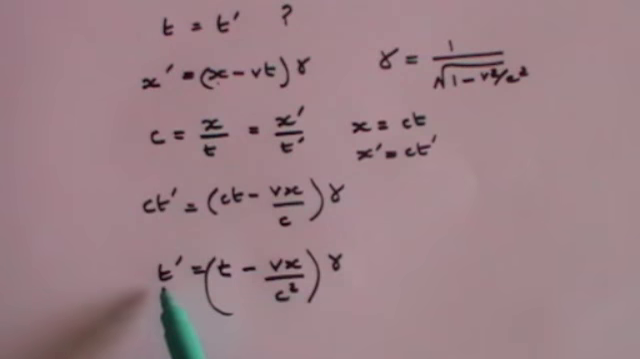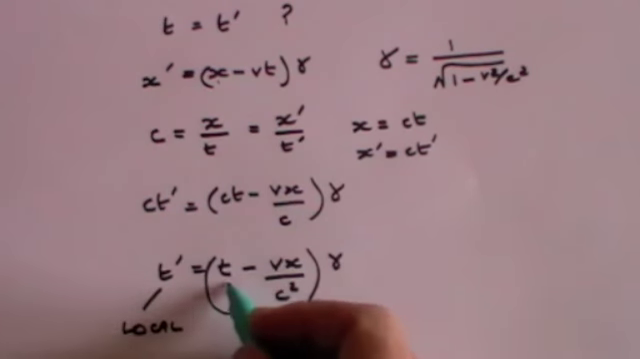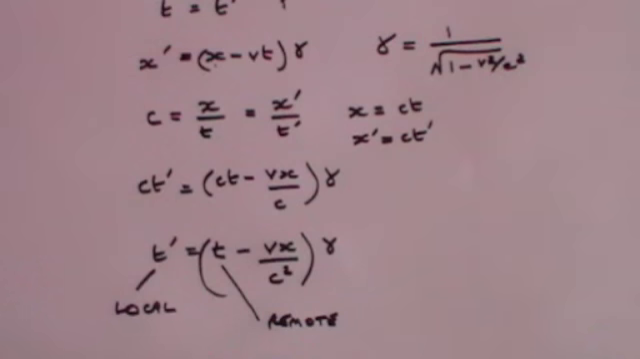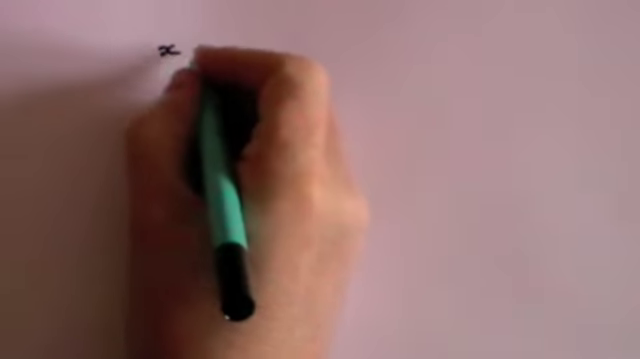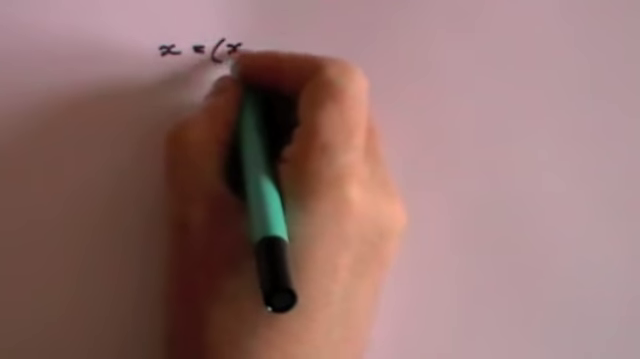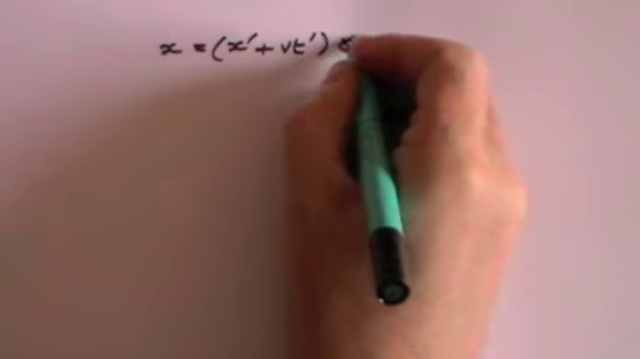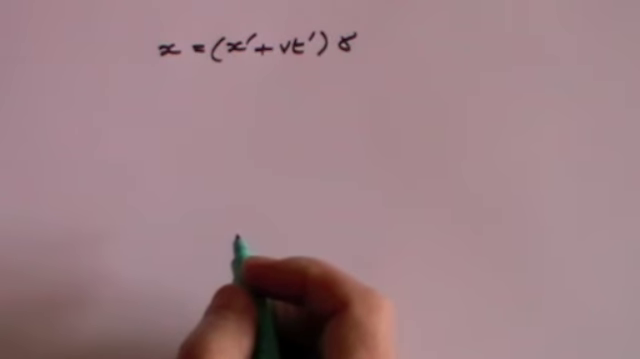And t prime, remember, is the local time. That is the time that you are measuring in your frame of reference. And t on its own is the remote time. That is to say, it is the time I measure looking at something in your world. And of course, we could have taken the other formula, which relates my value of x to your measurements. This is a formula we showed earlier. It's just the other side of the coin.